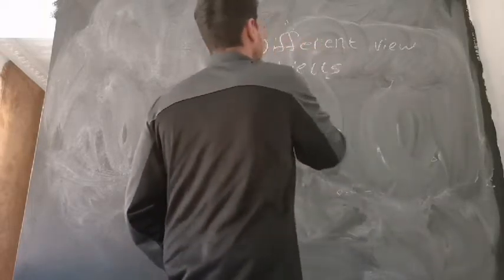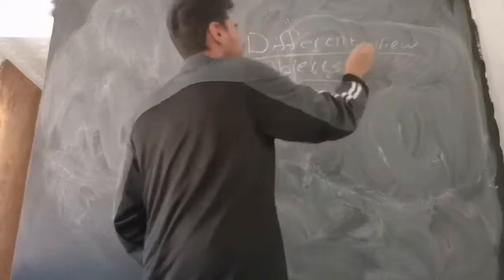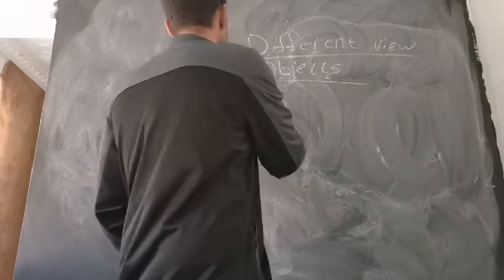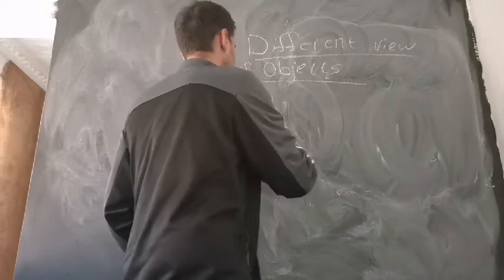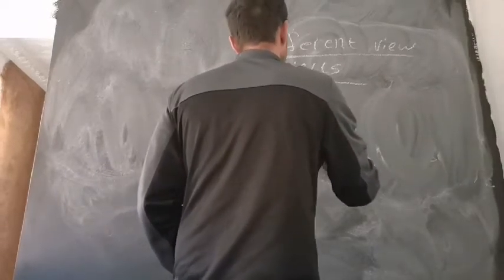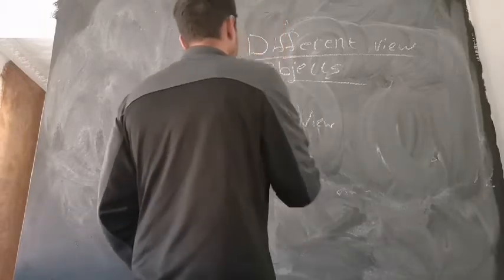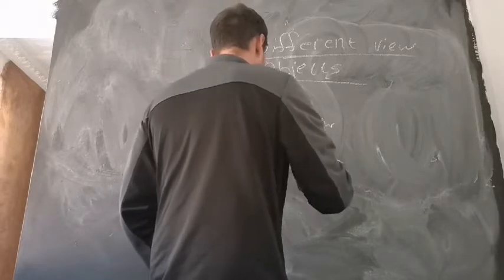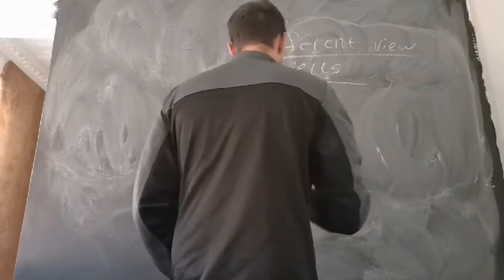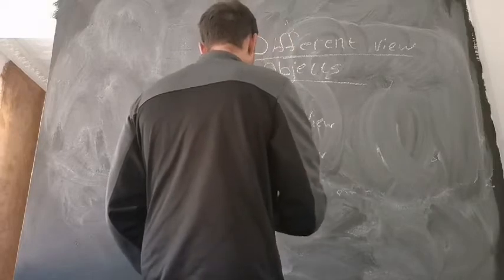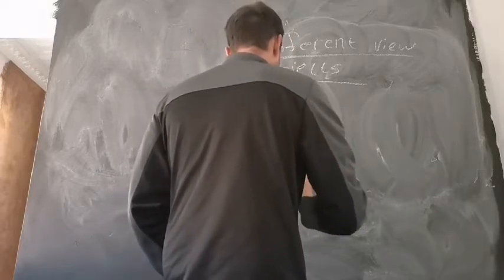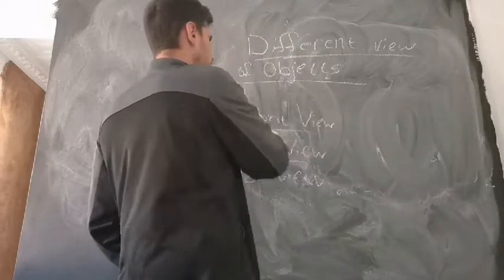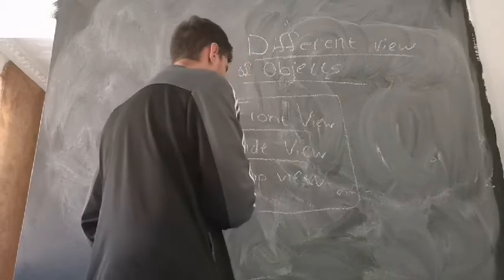What I mean by this is the different views. Usually we've got three different views of an object. We've got our front view, we've got our side view, and we've got our top view. Now these are our three views we have of an object.